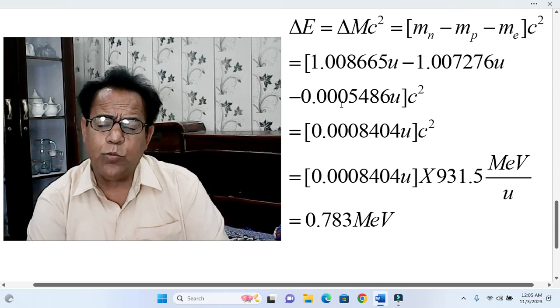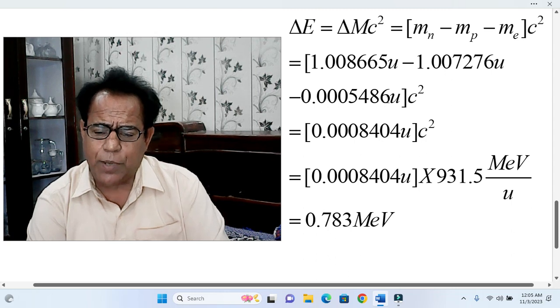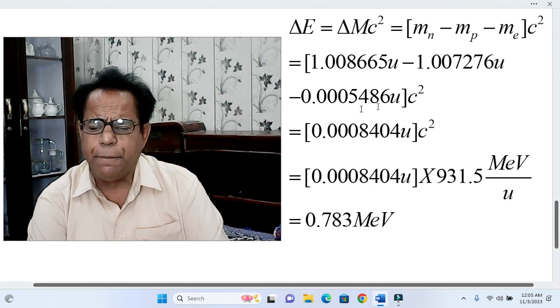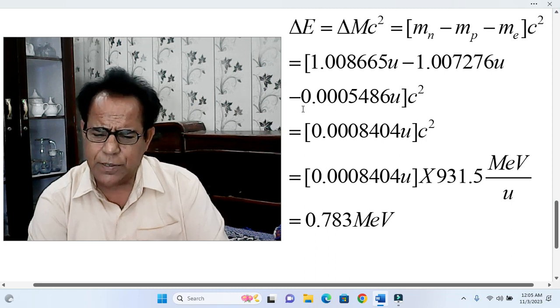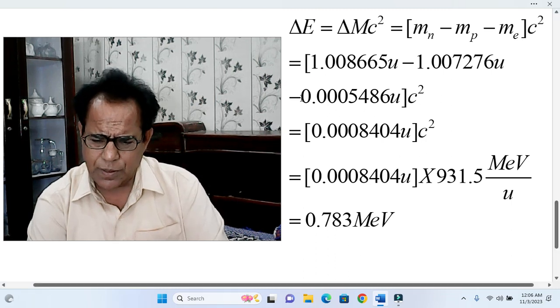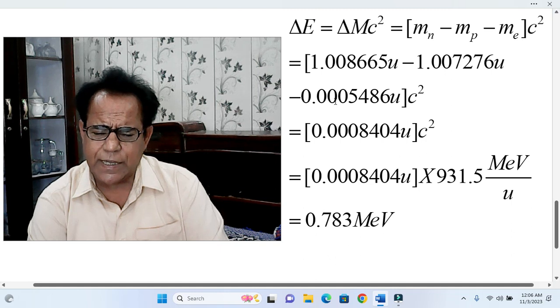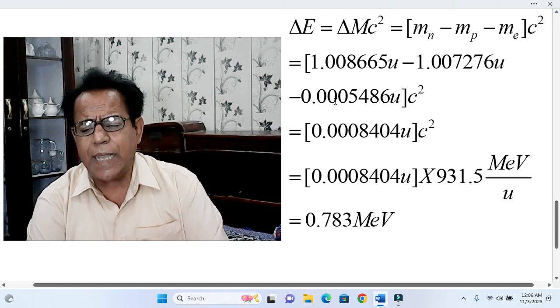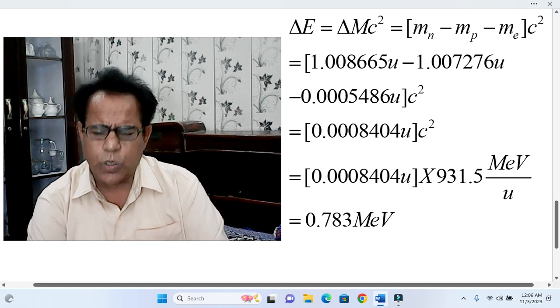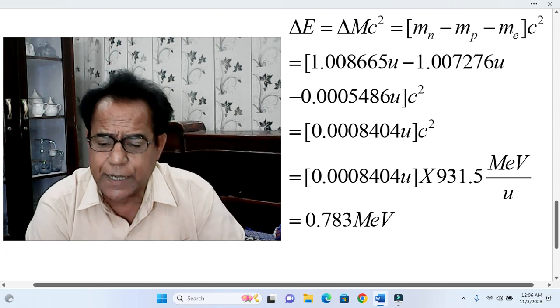Moreover, dear students, the mass of electron in the table is given as 5.486 times 10 to the power minus 4, but we have transferred that into this form. So our result has become to this extent. Now we are going to deal with c squared.